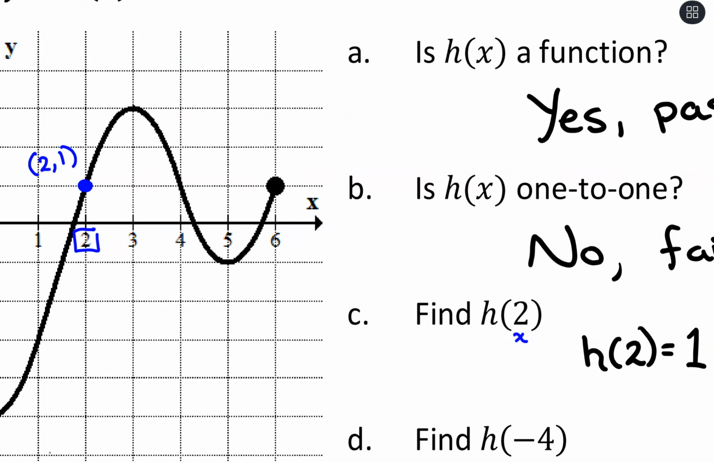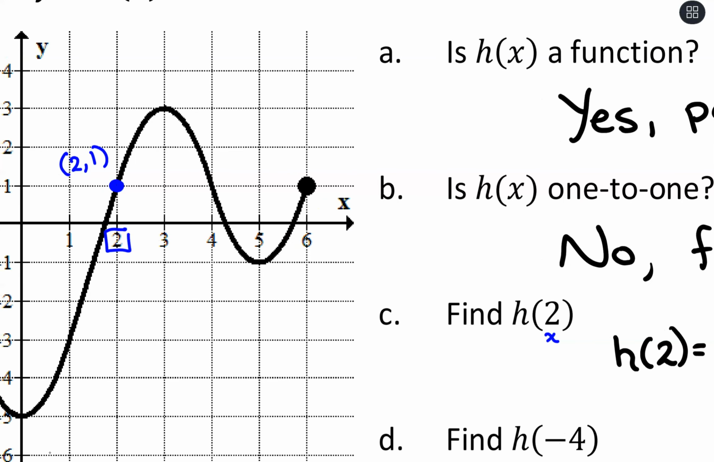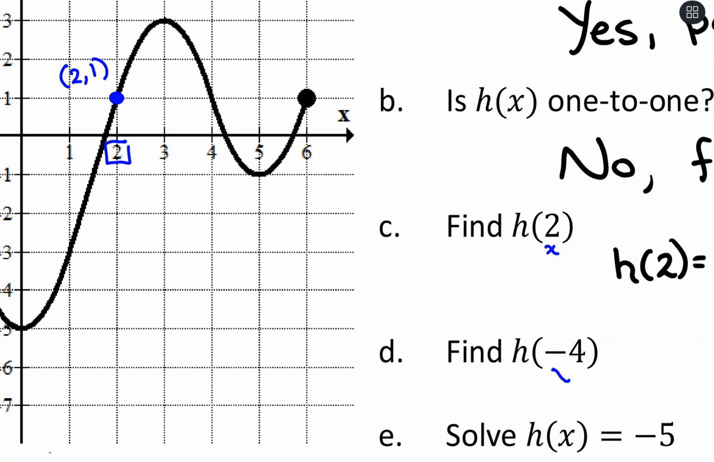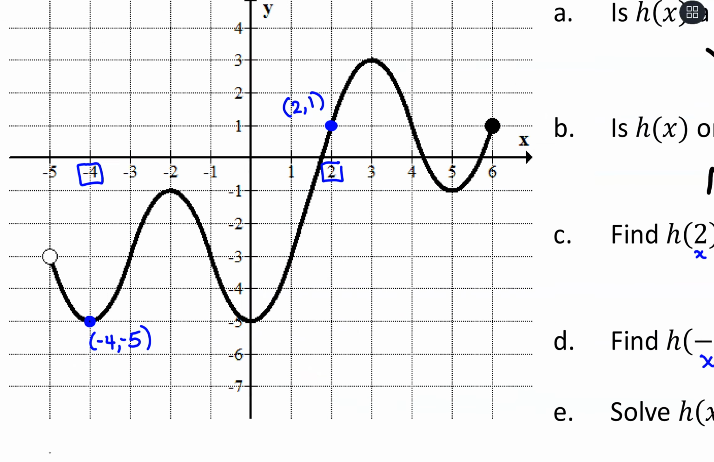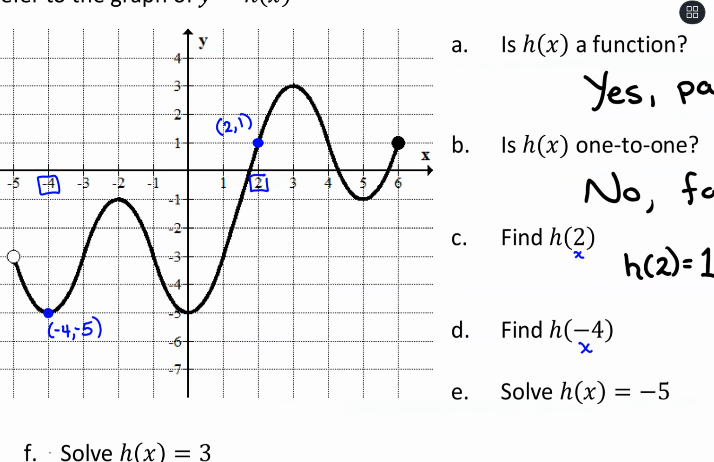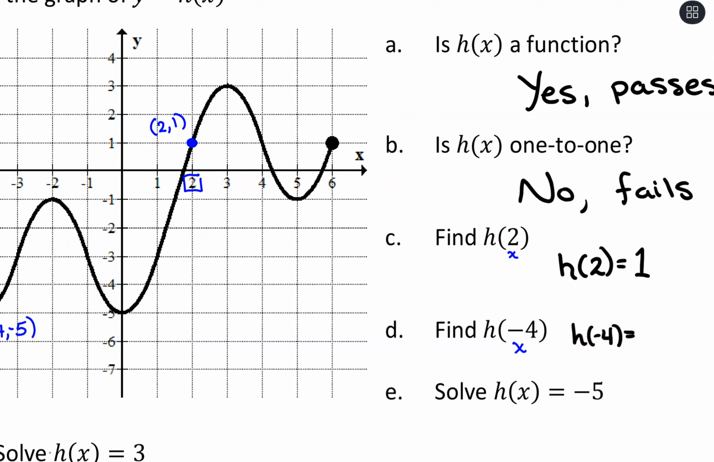from the y coordinate. If we look at h of negative 4, so now what we're doing is changing our x value. So I'm going to negative 4 and then finding the coordinate on my function, which is (negative 4, negative 5). And so for our function notation, what we would do is say h of negative 4 is equal to, and then we grab that y value, which was a negative 5.